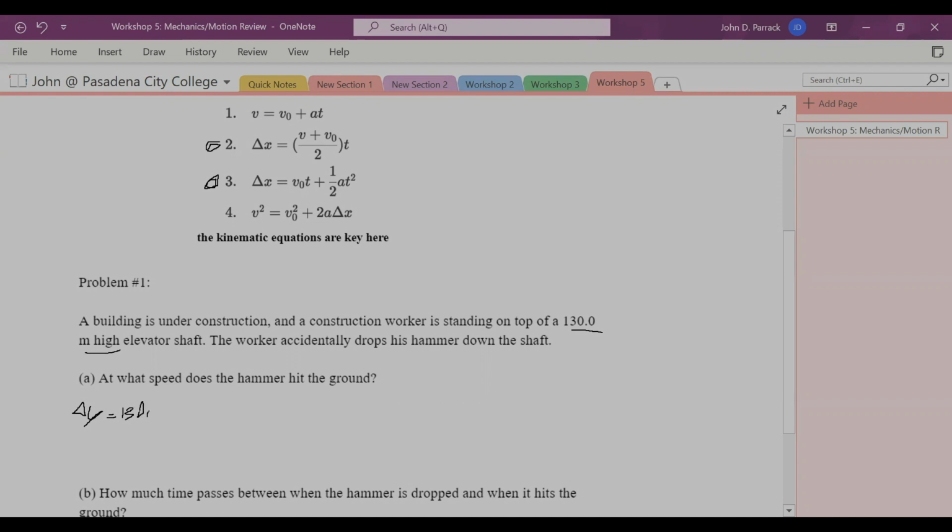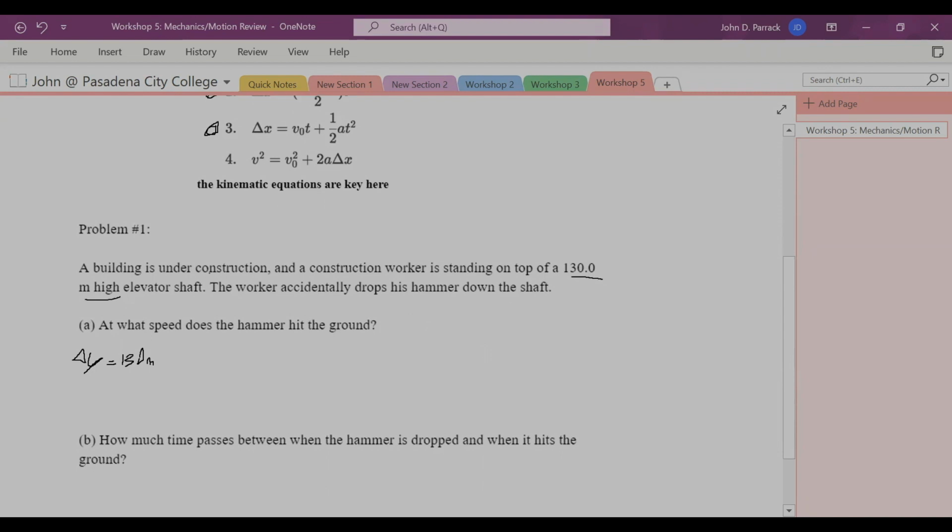And do they give us any other information as we look through the problem? The worker accidentally drops the hammer down the shaft. That's all they tell us. So we're going to drop the hammer. So there's some other information here. There actually is. Yeah.